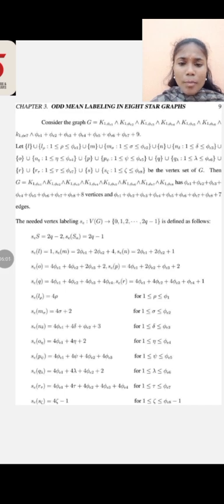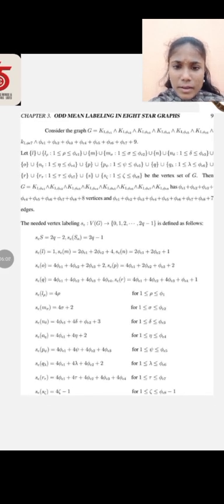The vertex labeling f from V of G to 0, 1, 2, ..., 2q minus 1 is to be defined as follows. f of s equals 2q minus 2, f of 2q minus 1, f of L, f of M is 2 π E1 plus π E2 plus 4, f of N is π 2 π E1 plus 2 π E2 plus 1, f of O is π E1 plus π E2 plus π E3 plus 2, f of P is π 4 π E1 plus 2 π E2 plus π E3 plus 2, f of Q is 4 π E1 plus 4 π E2 plus 4 π E3 plus 4 π E4, f of R is 4 π E1 plus 4 π E2 plus 4 π E4 plus 4 π E4 plus 1.